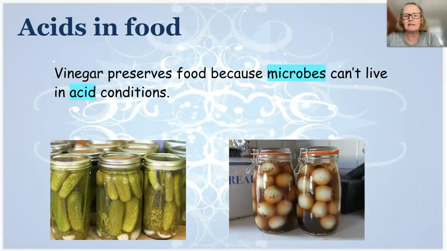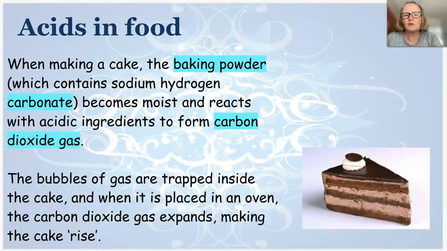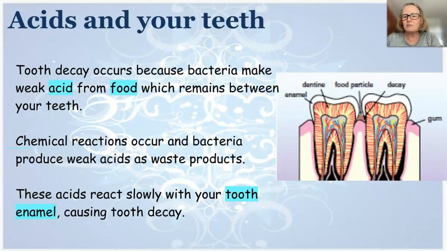So we use acids in food because microbes, bacteria and fungus do not like living in acid conditions, so it means we can store food for longer. We can also use acids when we're baking because if we have a chemical like we do in self-raising flour or baking powder that releases carbon dioxide when it reacts with an acid, then you can have bread or cakes rising when they cook.